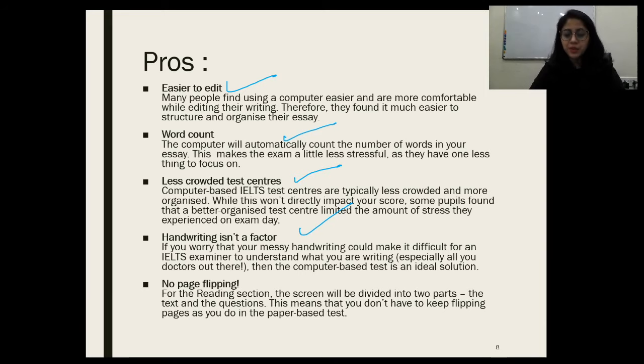Now, I hope everyone has got convinced with the pros. Now let's have a look at the cons.